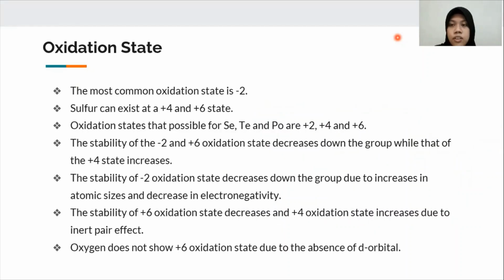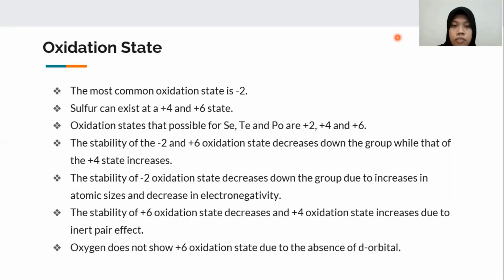So next is the oxidation state for the group 16 elements. The most common oxidation state is -2. Sulfur can exist in positive +4 and +6 states. Oxidation states that are possible for selenium, tellurium, and polonium are +2, +4, and +6.